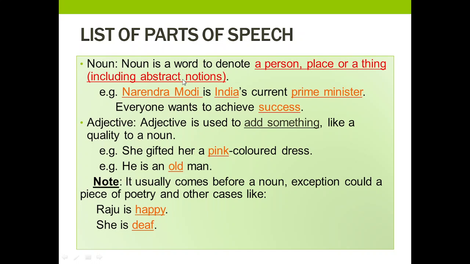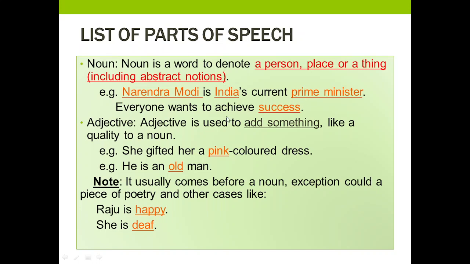A person's name, any person, we can say this example. Narendra Modi is India's current Prime Minister. In this sentence, Narendra Modi, he's a person, so the underlined portion is a noun. So he's a person, that's why he's a noun. India, it's a country, it's a nation, so it signifies noun. Prime Minister also is a noun.